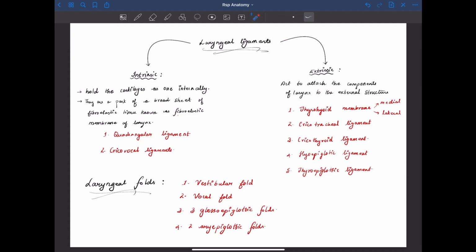Next, we have laryngeal folds. These are the folds formed just above the fibroelastic tissue. You see this fibroelastic tissue, just above it there are a few folds formed. This is known as laryngeal folds. There are 4 types of laryngeal folds: vestibular fold, vocal fold, 3 glossoepiglottic folds and 2 aryepiglottic folds. We will see it first. First we will see the ligaments.